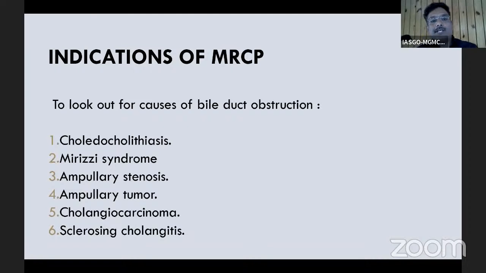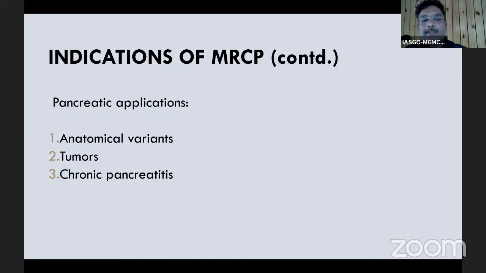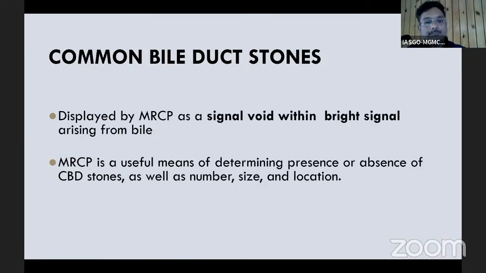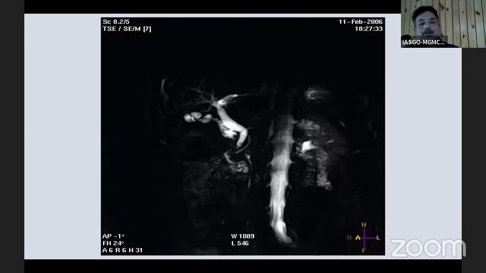These are a few major indications of MRCP: bile duct obstruction, choledocholithiasis, Mirizzi syndrome, ampullary stenosis, tumor, cholangiocarcinoma, and sclerosing cholangitis. These are a few pancreatic applications of the MRCP. So the most common indication is obviously the gallstone.